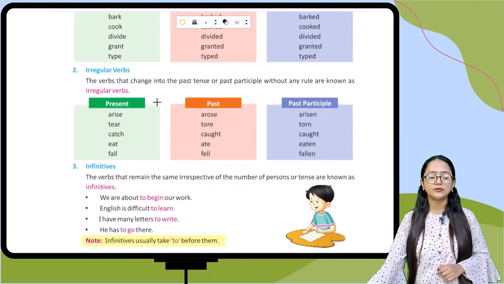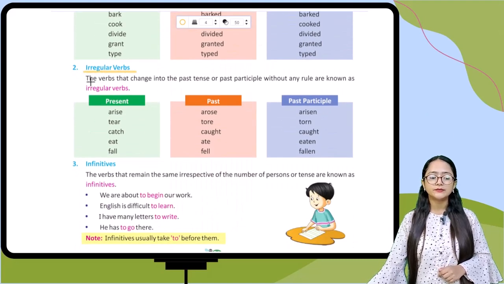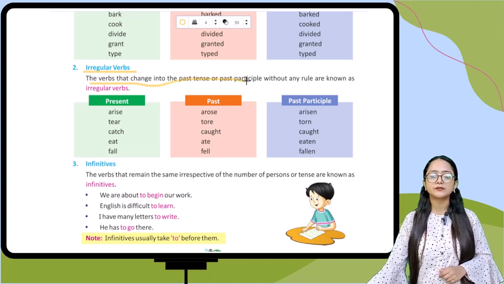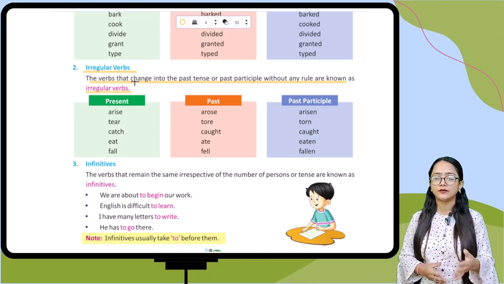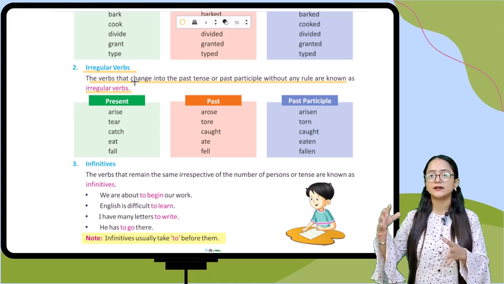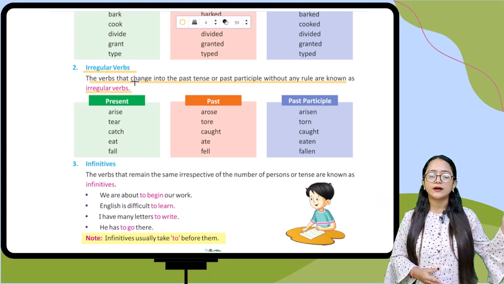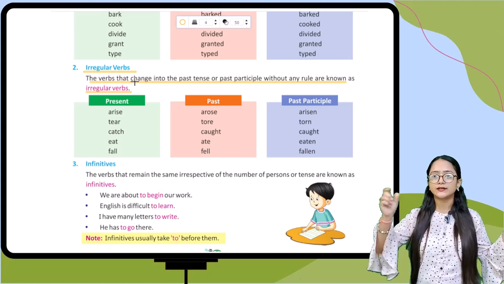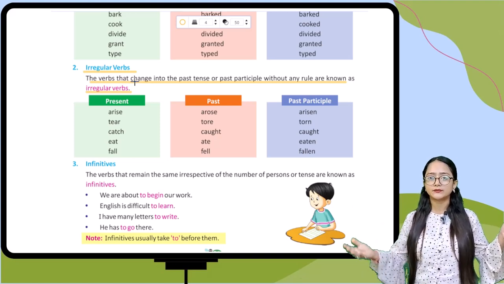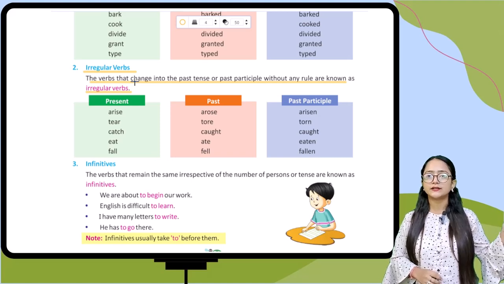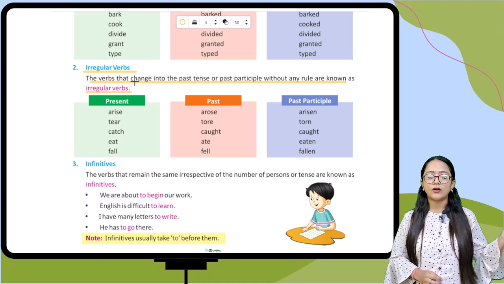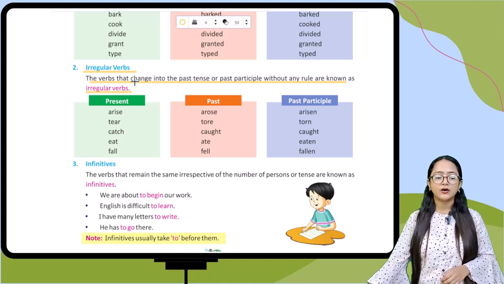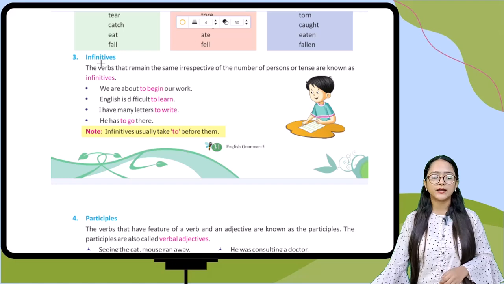Now let's talk about irregular verbs. The verbs that change into the past tense or past participle without any rule are known as irregular verbs. Here you can see the table also. Arise will become arose. So here you can clearly see that it is completely changed when it comes to the past one. In the past participle, it is arisen. Arise, arose, arisen. Then next one, tear, tore, torn. Catch, caught, caught. Eat, ate, eaten. Fall, fell, fallen.